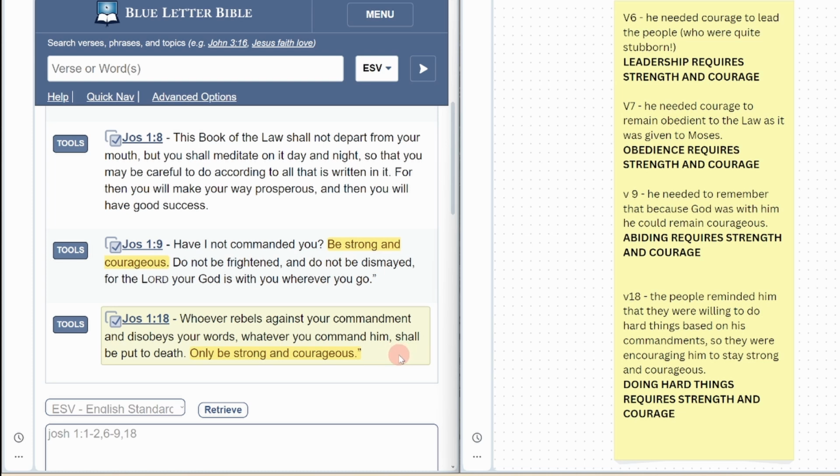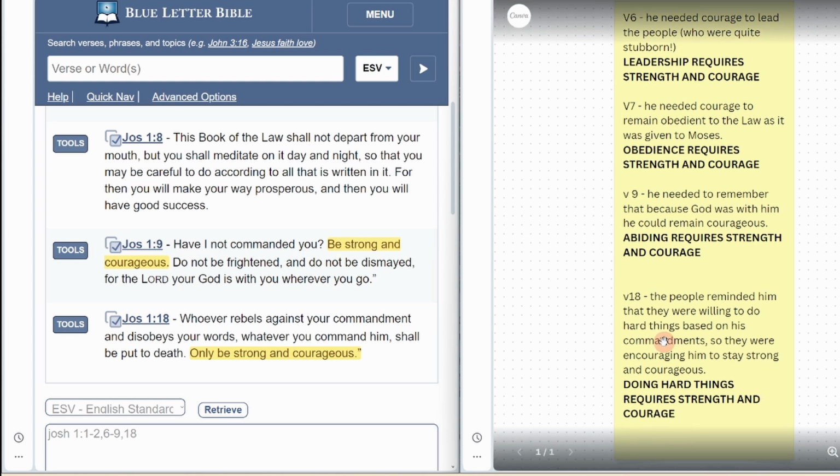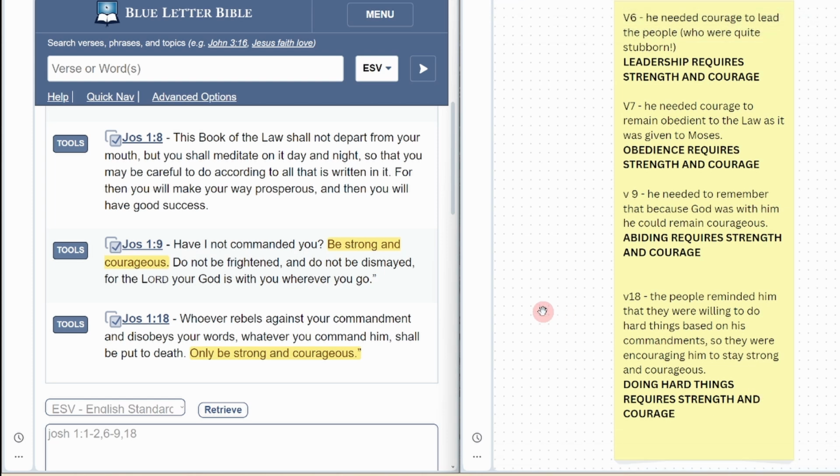And then jumping down here: whoever rebels against your commandment and disobeys your words, whatever you command him, shall be put to death. Only be strong and courageous. So for verse 18, I have here that the people reminded him that they were willing to do hard things based on his commandments, so they were encouraging him to stay strong and courageous. What can we learn from that? Doing hard things requires strength and courage. So leadership requires strength and courage. Obedience requires strength and courage.